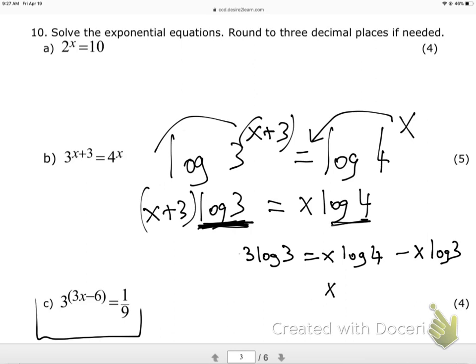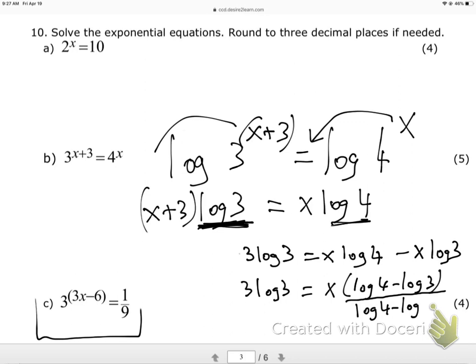I'm going to factor the x out. Now again, this is just a number. If you divide both sides by this, that will be your answer. That is going to be more accurate than the answer I got when I approximated the logs in the first place. So you have to be careful with that one, especially with web work, but either way is okay on the test.